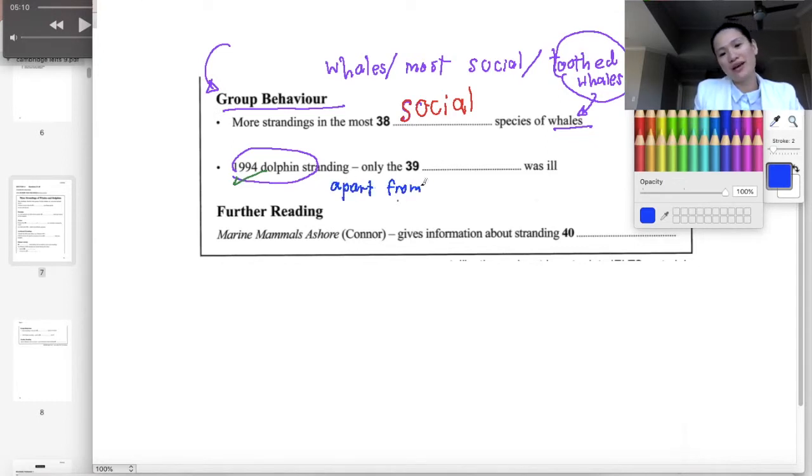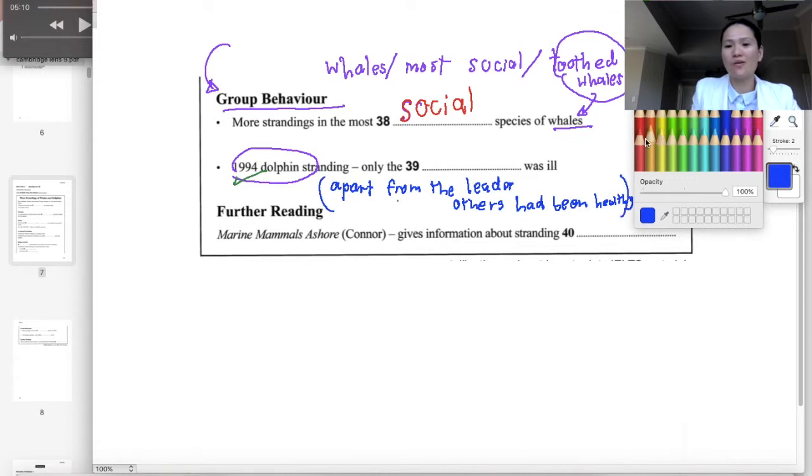Apart from the leader, the others had been healthy. The word you hear from the audio, so that means only the leader was ill. You have to use your critical thinking as well. If they say apart from the leader, the others have been healthy, it means that besides the leader, the other whales are healthy, so the one that is ill is only the leader. Good.